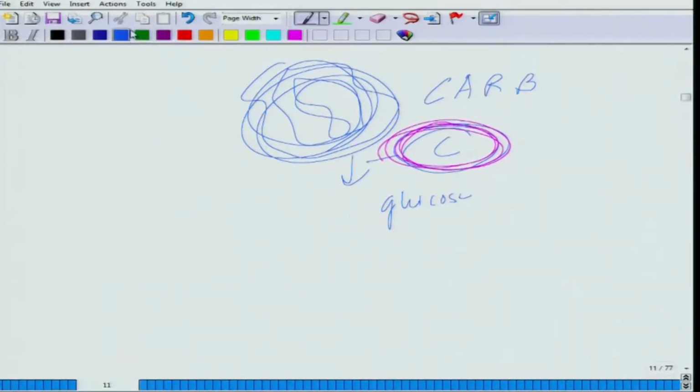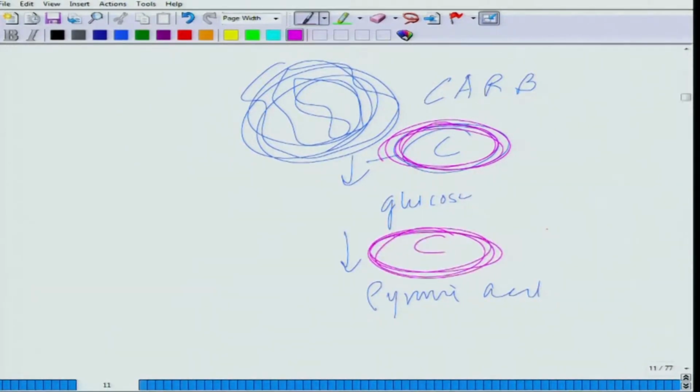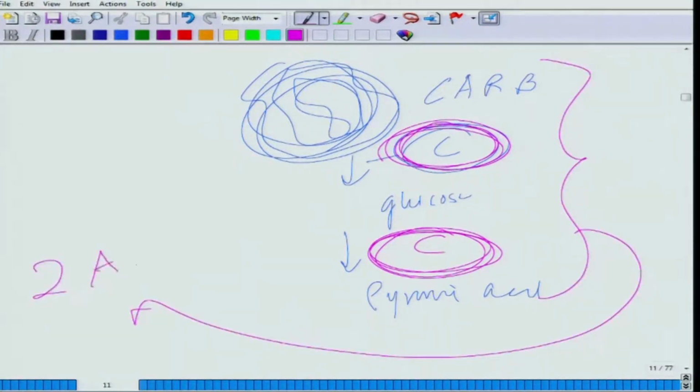From here, it forms pyruvic acid. So, this is another catabolism process. And during this whole catabolism process, it leads to formation of ATP. So, each one of these steps leads to the formation of ATP, 2 ATP molecules. So, this is very essential, and once pyruvic acid is formed, it is not the end of the story.